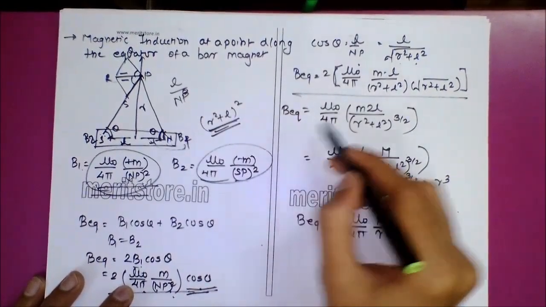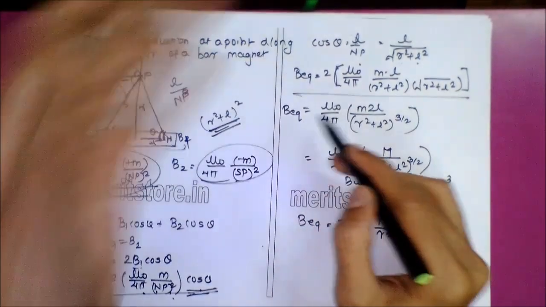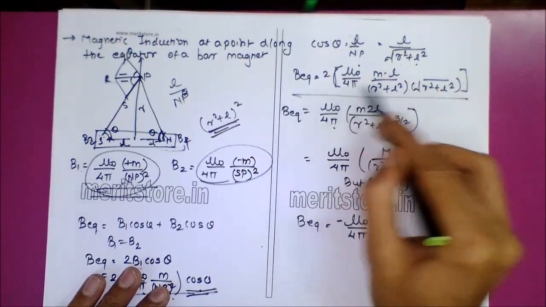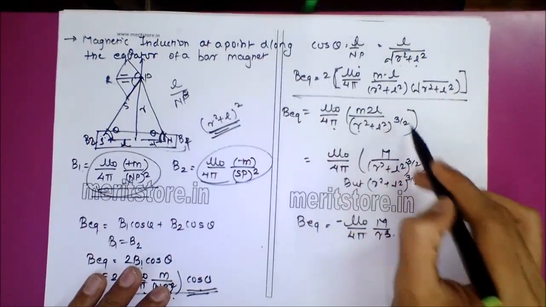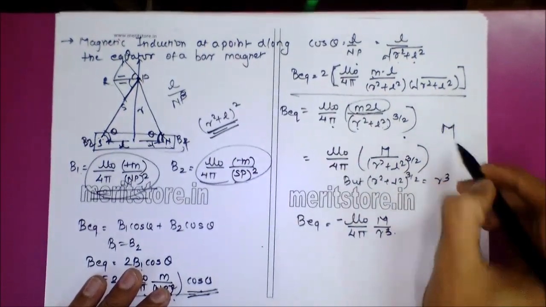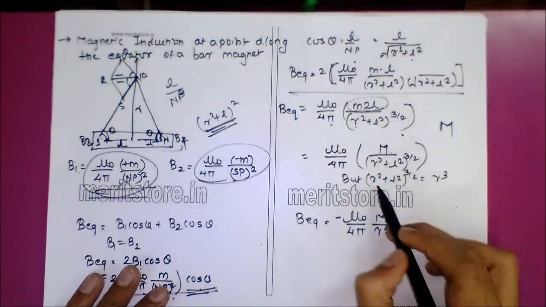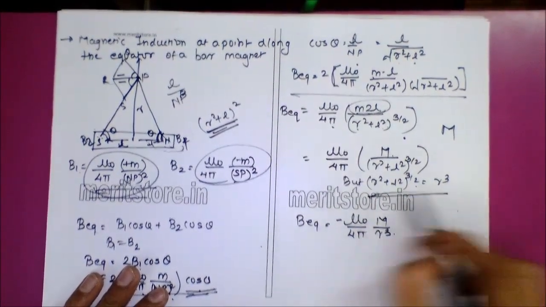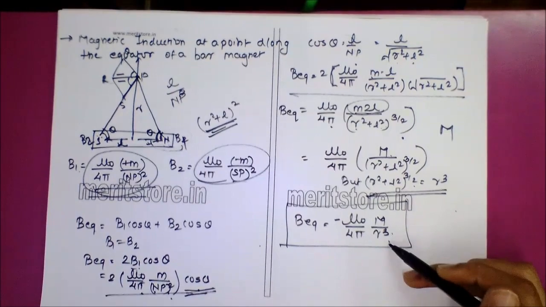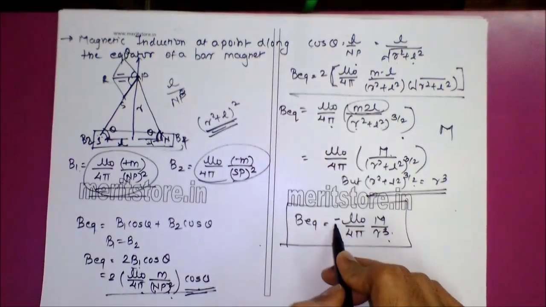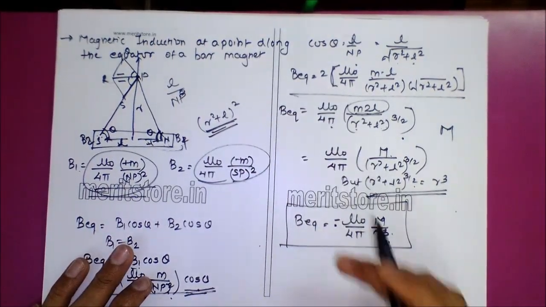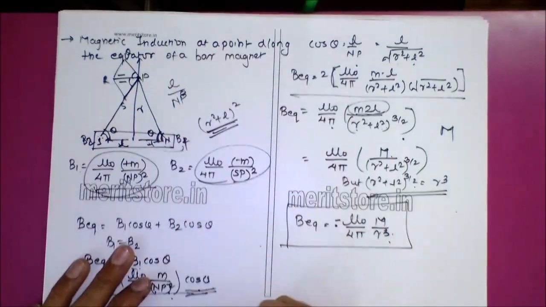After substituting, you get the B equator, the magnetic induction, to be mu naught upon 4 pi, m into 2l upon r square plus l square raised to 3 by 2. Okay, this m into 2l is the magnetic moment, capital M, so you just substitute capital M over here, over r square plus l square raised to 3 by 2. The value for this is r cube, so substituting the values you get the magnetic induction to be minus mu naught upon 4 pi M upon r cube. The negative sign indicates that the direction of this magnetic induction is opposite to the magnetic moment. Okay.